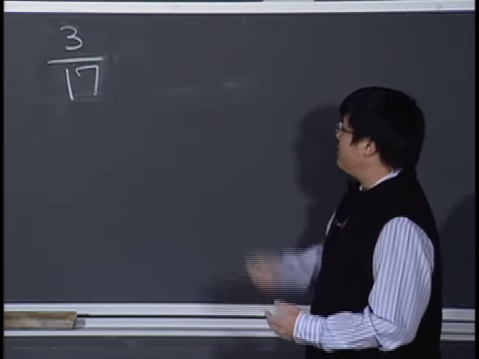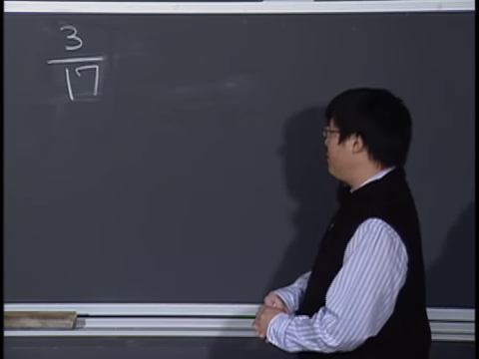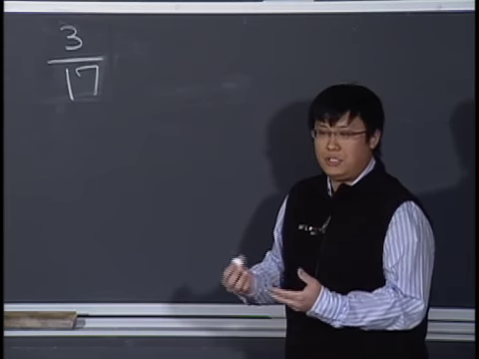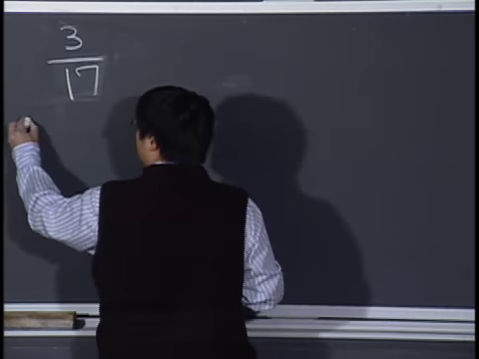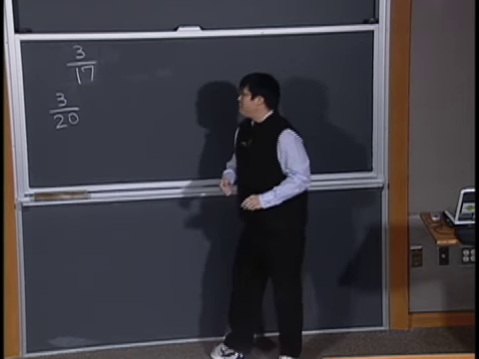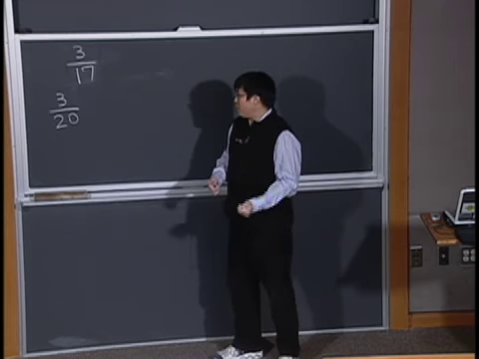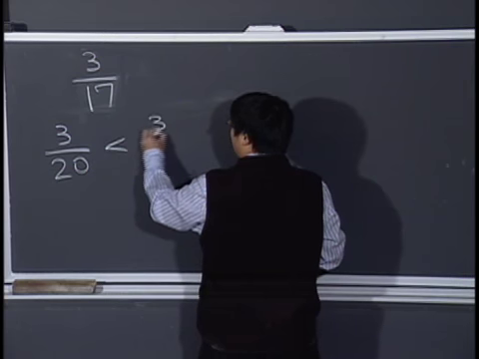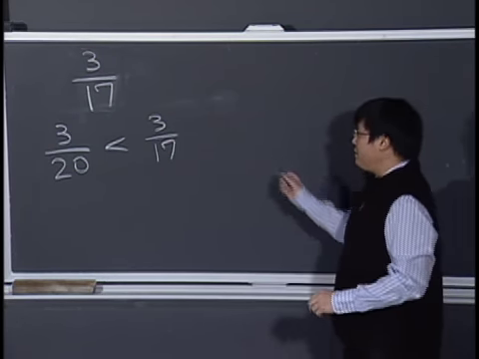Part of what's making this problem a little bit difficult is the denominator, 17, which is an unusual number to work with. Let's think about some denominators that are close to 17, but are much easier to work with. So how about 20? What if we look at the fraction 3 divided by 20? How does that compare to 3 over 17? Well, a larger denominator makes a number smaller, and since 20 is larger than 17, 3 over 20 is less than 3 over 17.